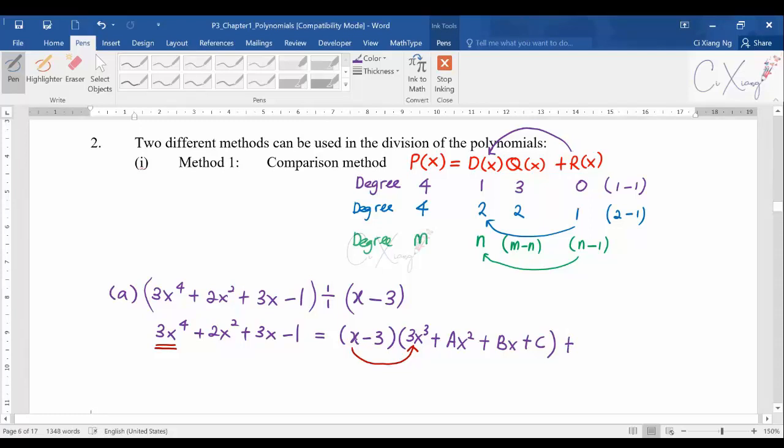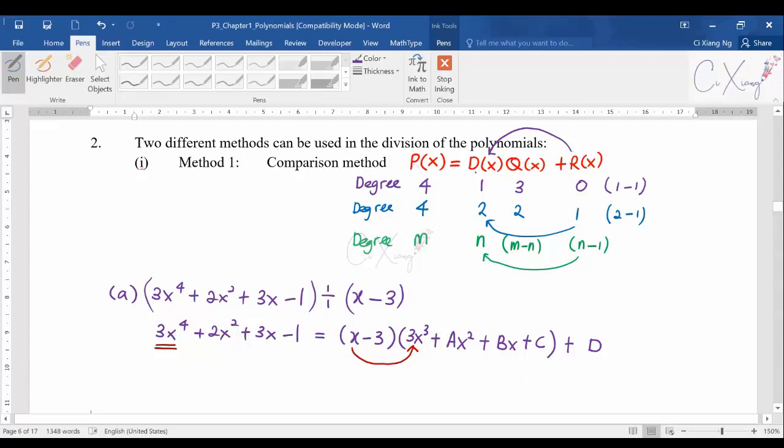Your degree of divisor is 1. So your remainder will be degree 0. Degree 0 means x power 0. So x power 0, that means it should be a number. There's no x, but it should be a number. So what is the number? I also don't know. So I will write it as d. Okay, so this is how we start off with the comparison method.